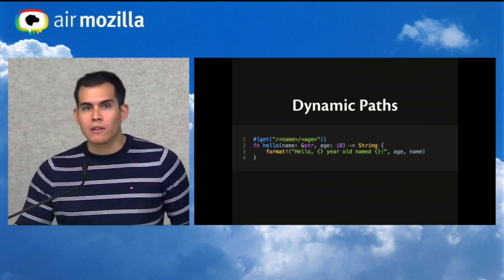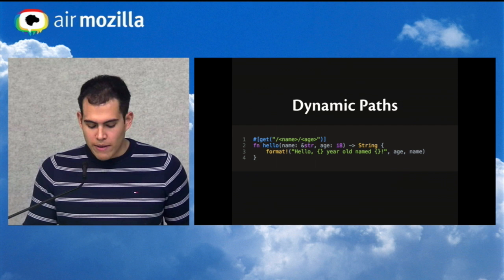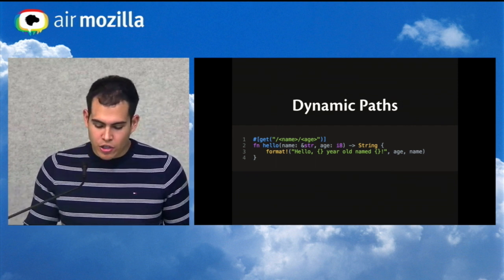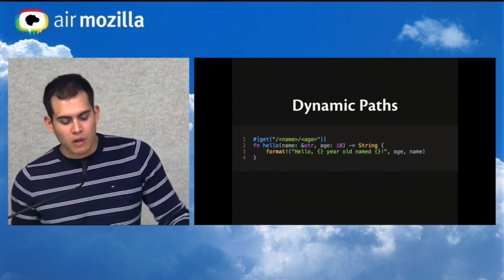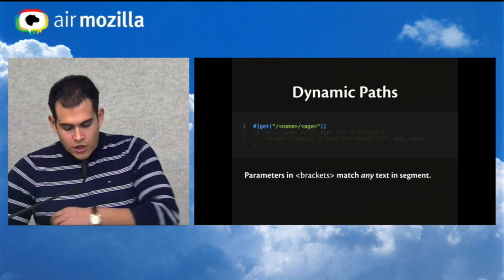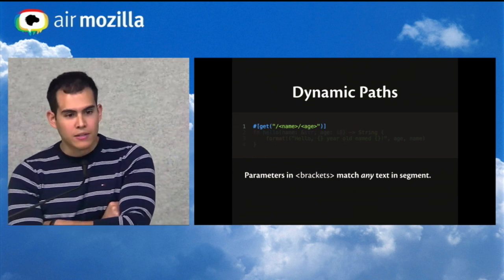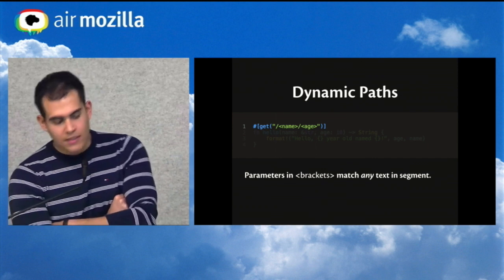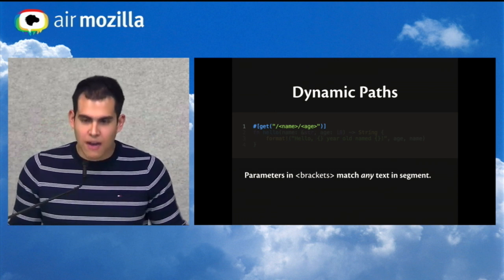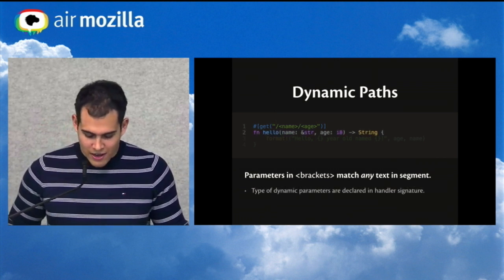So here's another handler. We'll call this one hello. It's a handler that runs when it matches against GET requests to this path here. This path has two dynamic segments. The first one we're calling name, the second one we're calling age. So these dynamic segments, these parameters, you put them in brackets and they match any text in that segment. So, if we had /Sergio/5000 or whatever, that would match. Actually, in this case, it wouldn't, but we'll get to that.